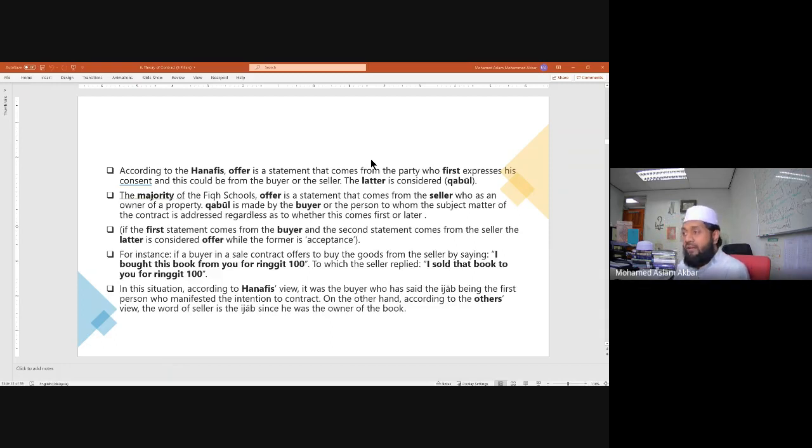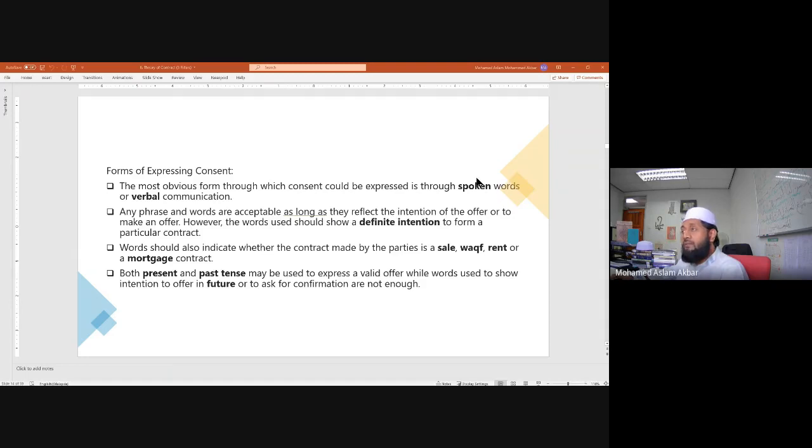On the other hand, according to the majority's view, the word of the seller is the ijab. The word of the buyer is not ijab. The word of the seller is the ijab, since he is the owner of the book. All right. I hope you understood this. If you need some explanation, you can actually ask me.